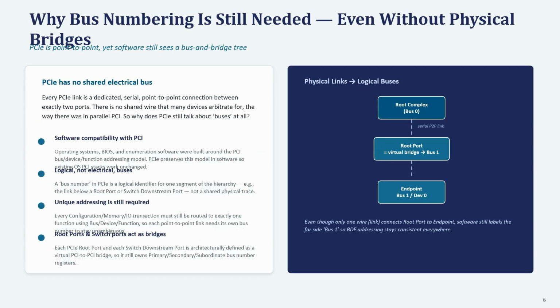Now, we have studied this bus numbering in the case of PCI, but in PCIe, we are not going to have any physical bridges. But why do we have this bus numbering? So, PCIe has no shared electrical bus.